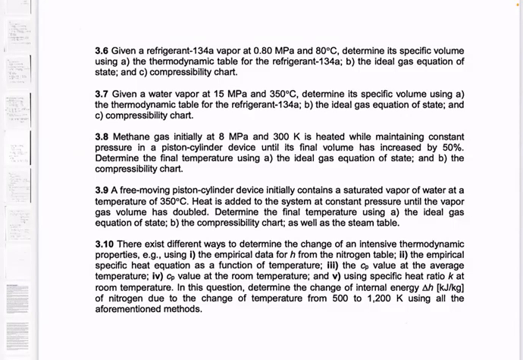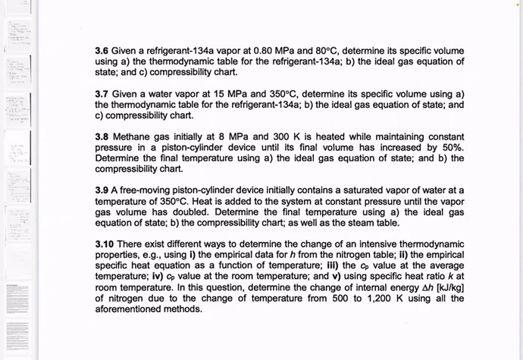So we're going to go ahead and continue with question 3.7. Given water vapor at 15 megapascals and 350 degrees Celsius, determine its specific volume using A, the thermodynamic table for R134A. That's just a typo there. Of course, if we're working with water vapor, we want to use the thermodynamic tables for water. So if we can just ignore that and pretend it says water there.